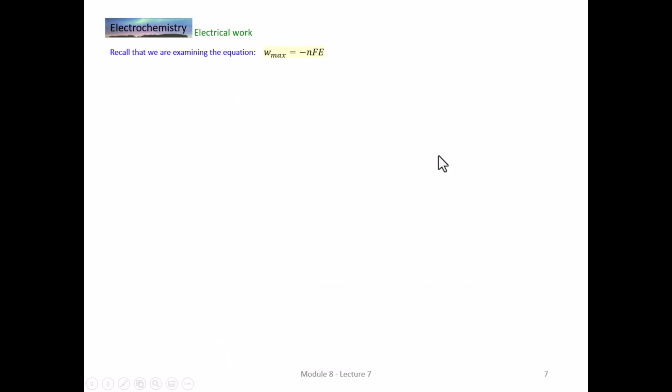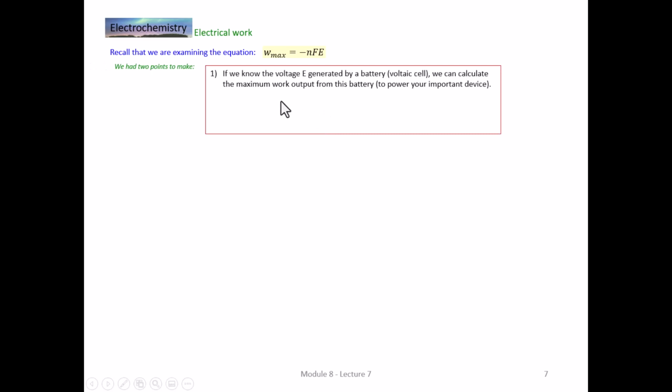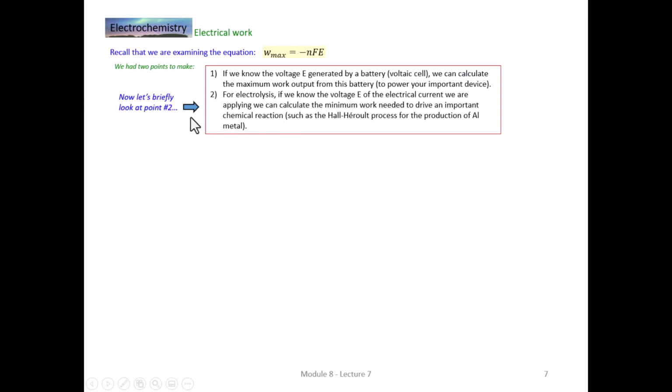So we're examining the equation W max equals minus nFE, and we had 2 points to make about this. First was, if you know the voltage generated by a battery, we could calculate the maximum work output from the battery to power a device. That's what we just did on the previous slide. Let's briefly spend some time on the second point regarding this equation. For electrolysis, which of course is where you have an input of electrical energy to drive what you know is a non-spontaneous reaction for a particular purpose.